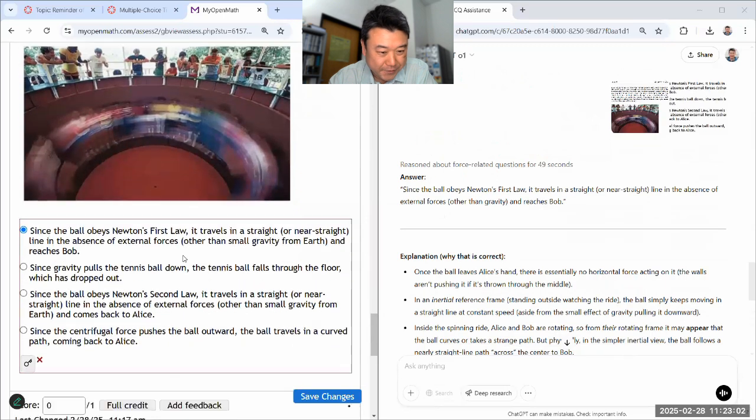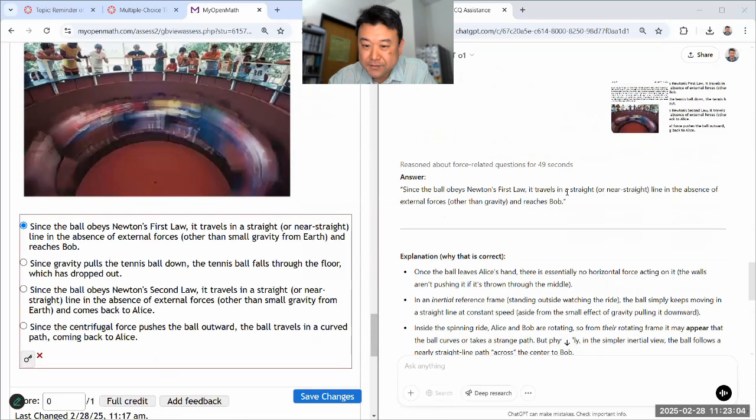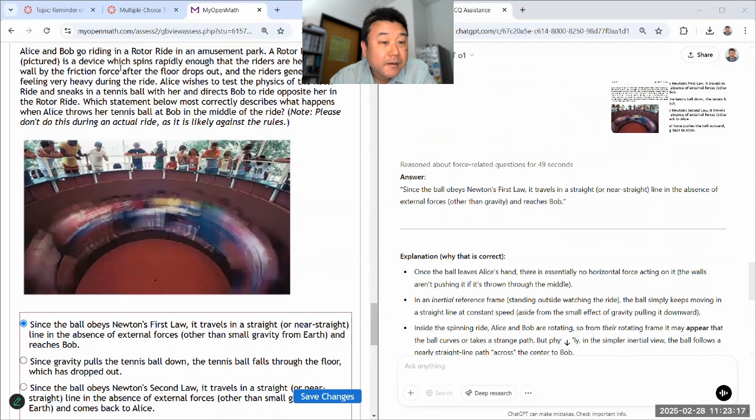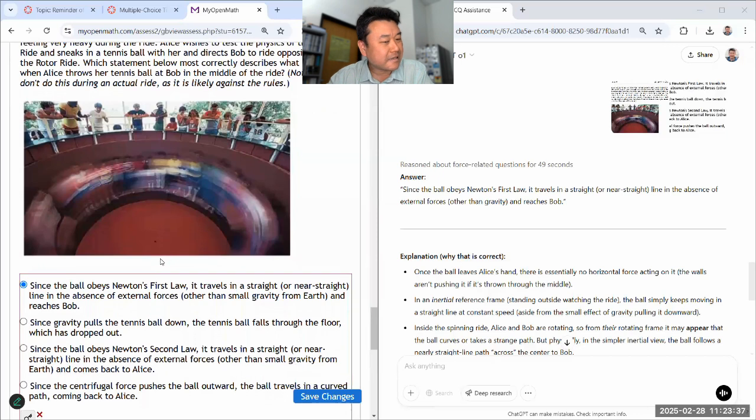Since the ball obeys Newton's first law, that's the only choice. It travels in a straight or near straight line in the absence of external forces other than gravity, which is Bob. All right. And the question is about Alice's throw: which most correctly describes what happens when Alice throws her tennis ball at Bob in the middle of the ride. Oh, at Bob. So I think if it's like a straight line of sight thing, then it might go elsewhere. Maybe that's what that is. Let's read the other choices.